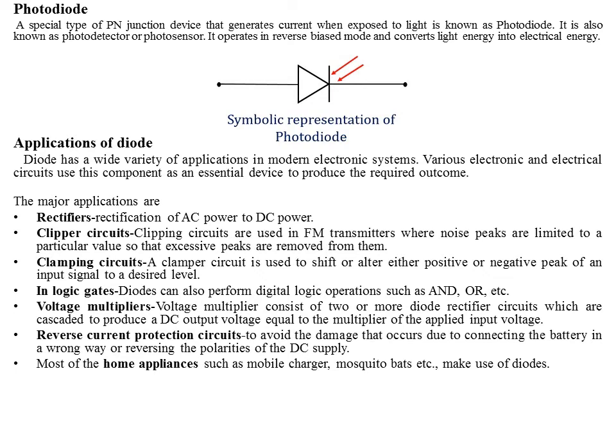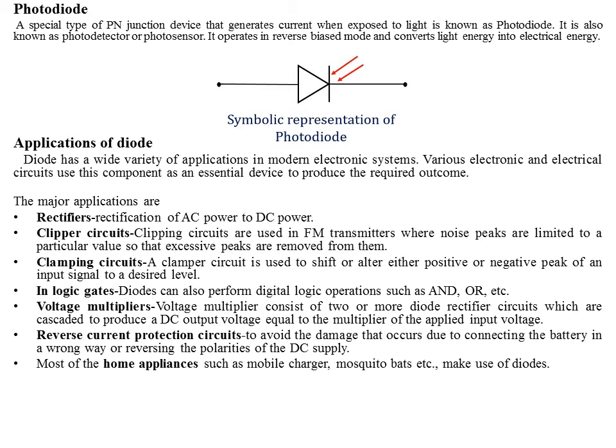As we know, in logic gates, diodes are used to perform digital operations such as AND, OR, etc. So diodes can also be used in logic gates. Diodes are also used as voltage multipliers. So what is a voltage multiplier? Two or more diodes can be combined or cascaded together to form a rectifier circuit. This helps produce a DC output voltage which will be a multiple of the applied input voltage. Therefore they act as a voltage multiplier.